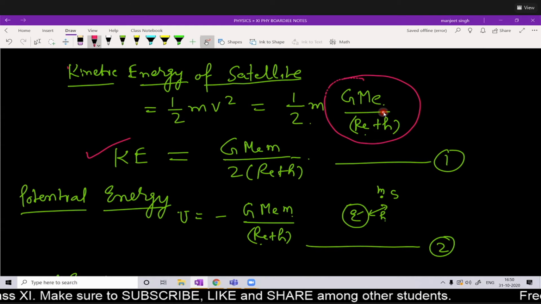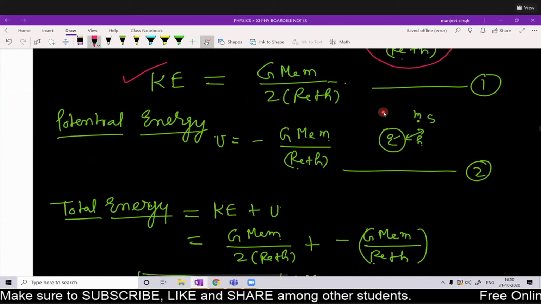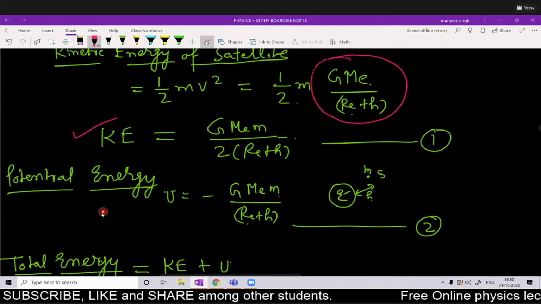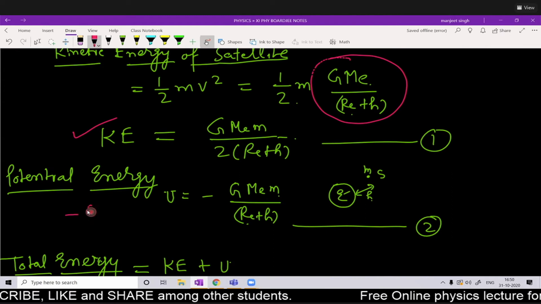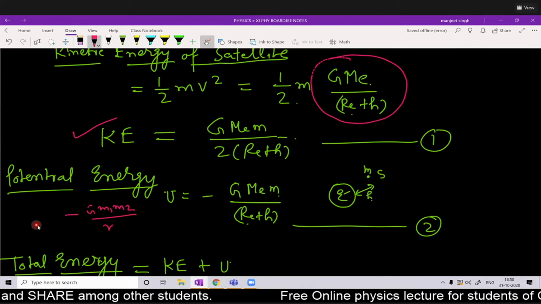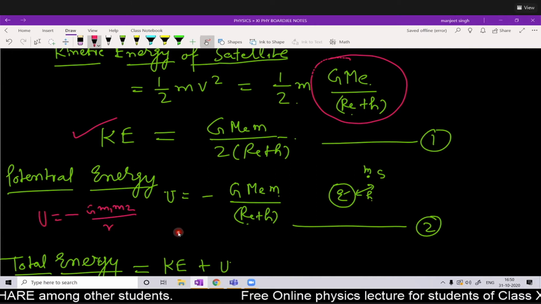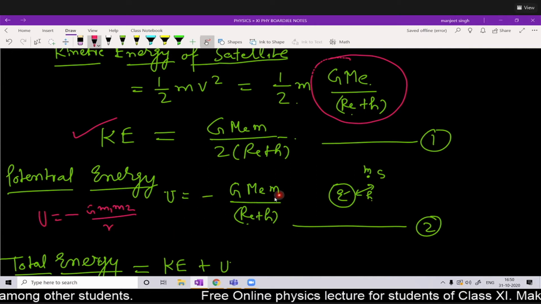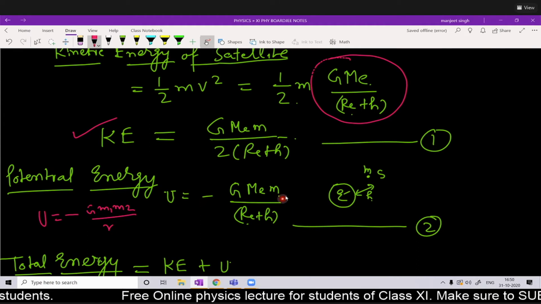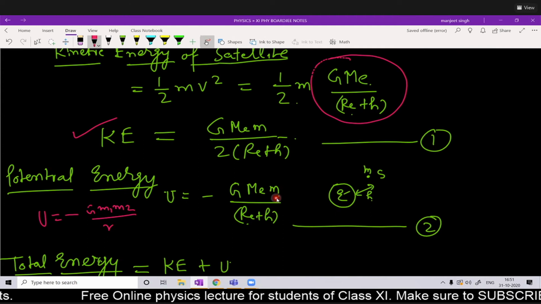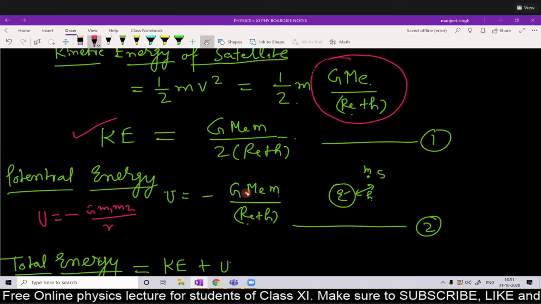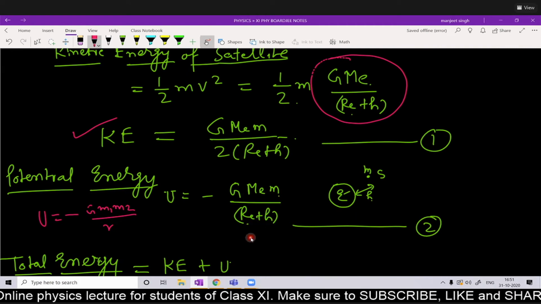What is the potential energy formula? Potential energy of two masses m1 and m2 is given by minus G m1 m2 upon the distance between the two masses. This is the potential energy formula. So for the earth mass system, the mass is at a distance height h above the surface of earth, means satellite is at height h above the surface of earth. So the potential energy formula will become minus G Mem upon Re plus h.